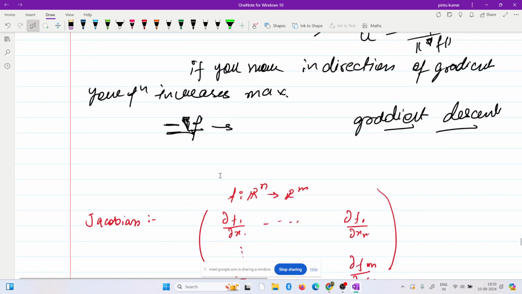Now let's look at Jacobian. Just a reminder, gradient was defined for a function from R^n to R.